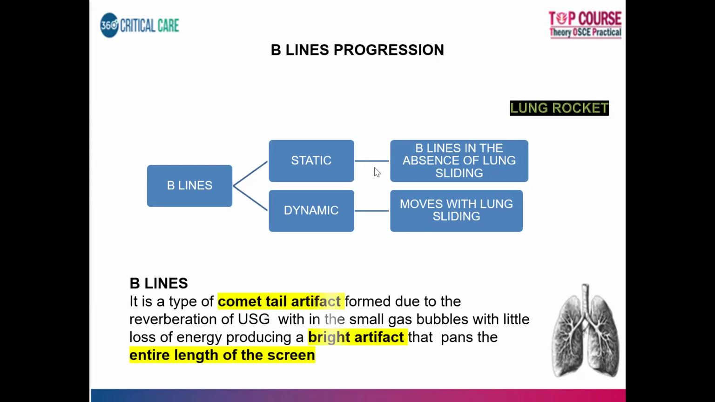B lines are nothing but a comet tail artifact, like I've already mentioned earlier. They are usually present because some amount of gas and fluid gets mixed together, and whenever air enters the alveoli, there will be some amount of bubbling. That bubbling is what you see on the screen as a bright line, and it cuts across the A lines. That is your interlobular septum.